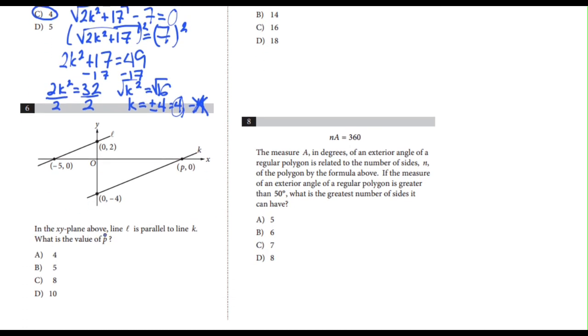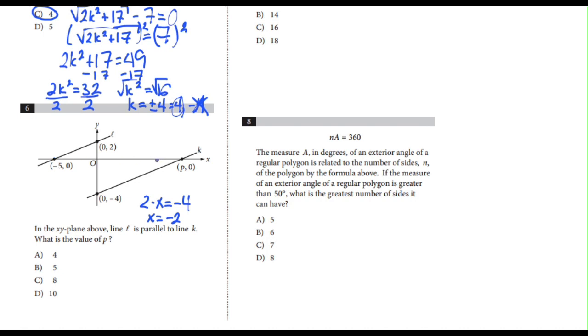Number 6. In the xy plane above, line L is parallel to line K. What is the value of P? Whenever we have two parallel lines together, one is usually a ratio of the other. Notice that our y value for line L is 2, and the y value for line K is negative 4. What can we multiply by positive 2 in order to get to negative 4? We know that this factor ratio is going to be negative 2. To get from line L to line K, you have to multiply by negative 2.